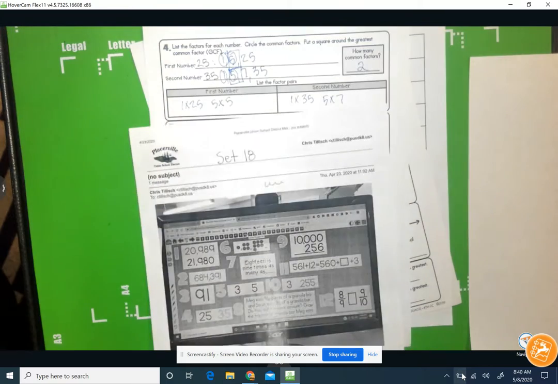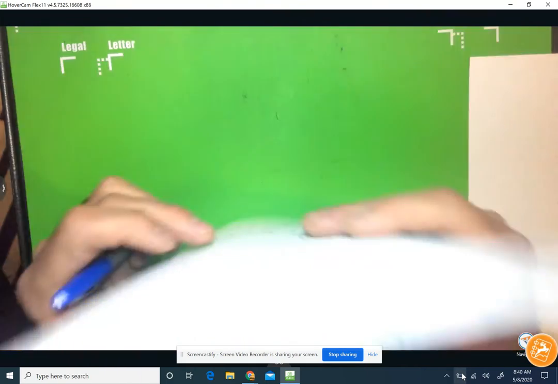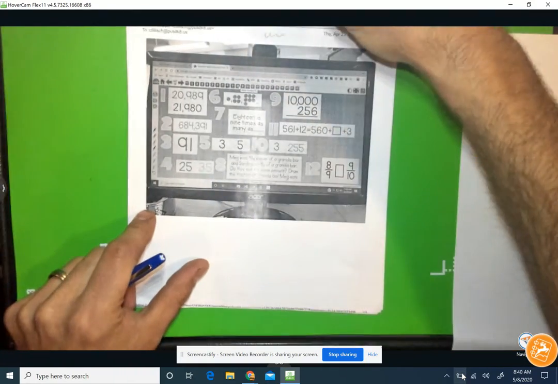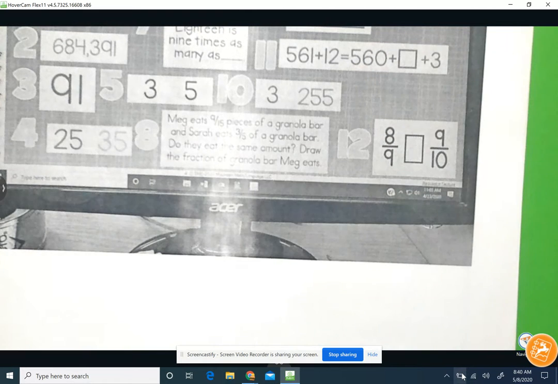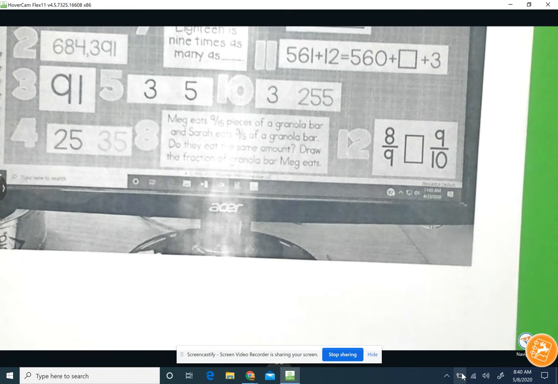Number 8, I'll bring this a little bit closer again and do a little read. We got our character here, and our character this morning is Meg. Meg eats 9/15 pieces of a granola bar. It's an awfully big granola bar to be cutting into 15 pieces.